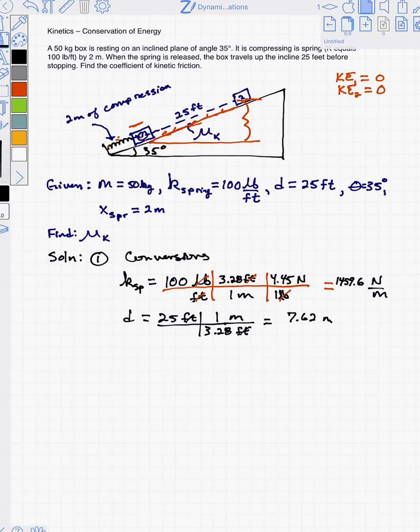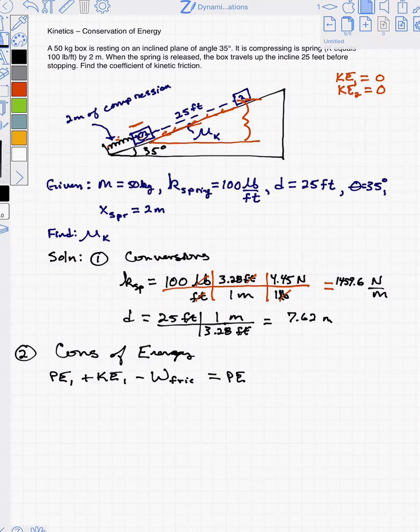All right, so let's move on now to step 2 of the solution, which will be to use the conservation of energy equation. And in conservation of energy, we have the potential energy at point 1 plus the kinetic energy at point 1 minus the work done by friction equals the potential energy at point 2 plus the kinetic energy at point 2. Now, we've already identified that kinetic energies at start and rest are 0.